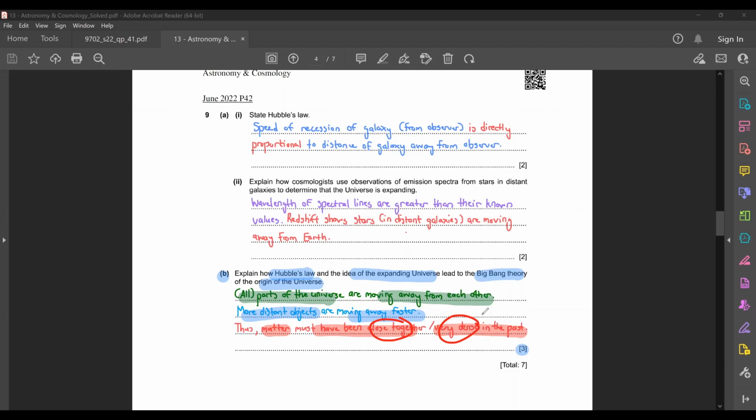And then from there, they started expanding with time, and they're still expanding even now. This is what we mean by the Big Bang Theory to explain the origin of the universe. Okay, so this is the last question.